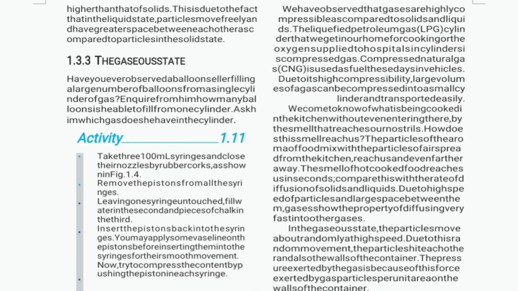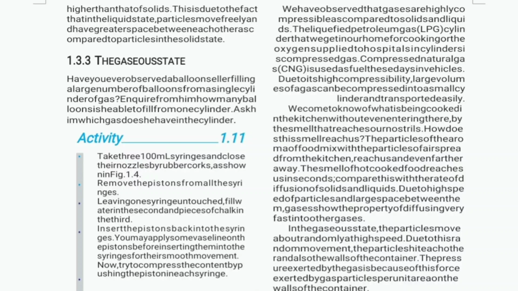Activity 1.11. Take three 100 milliliter syringes and close their nozzles with rubber corks, as shown in figure 1.4. Remove the pistons from all the syringes, leaving one syringe untouched. Fill water in the second and pieces of chalk in the third. Insert the pistons back into the syringes. You may apply some Vaseline on the pistons before inserting them into the syringes for their smooth movement.